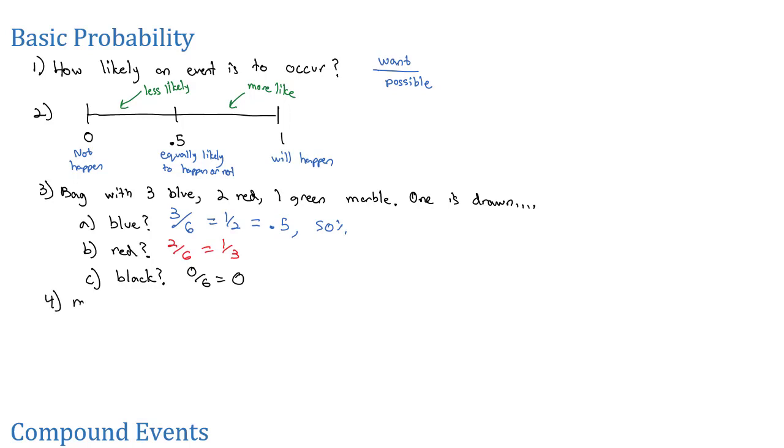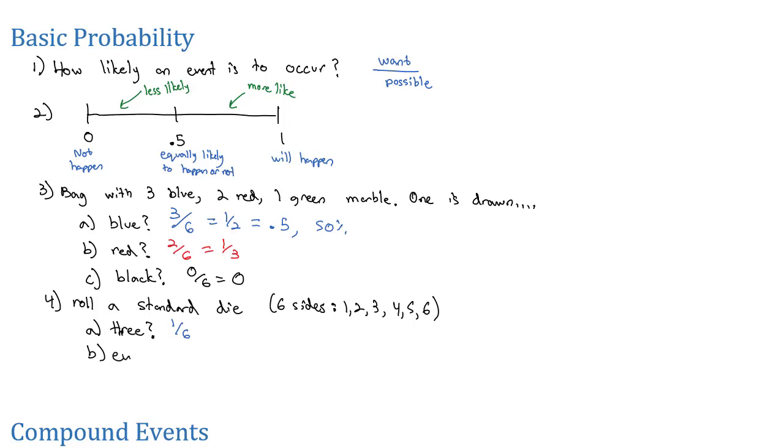What if I roll a standard die? A die has 6 sides numbered 1 through 6. 1, 2, 3, 4, 5, 6 sides. And I want to know what's the probability that I roll a 3. Well, there's one 3 out of 6 sides. So the probability of rolling a 3 is 1 out of 6.